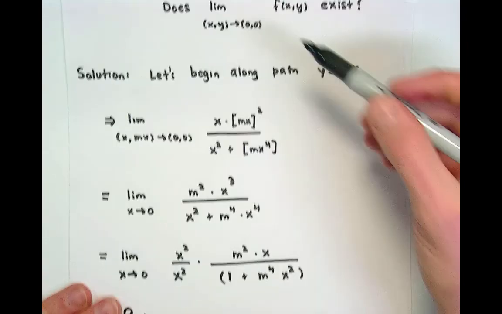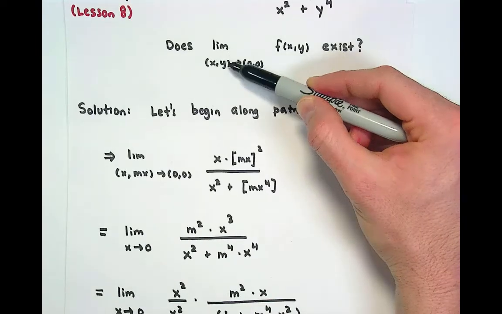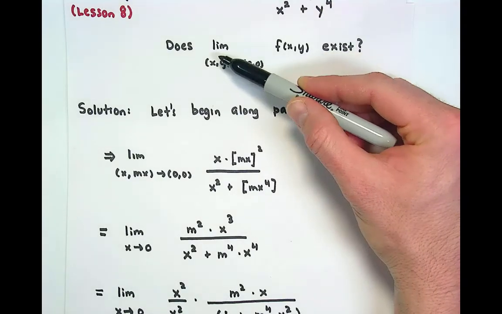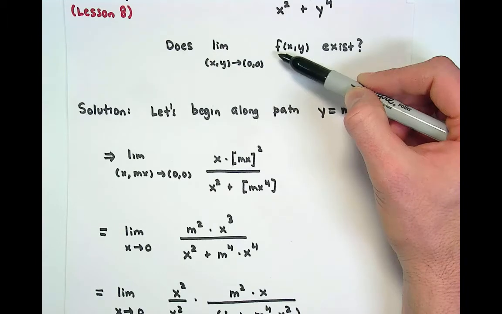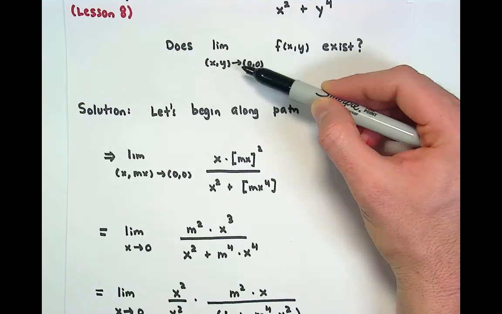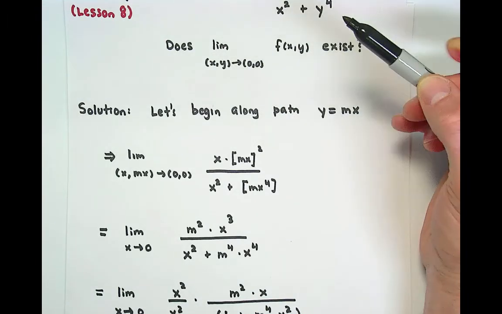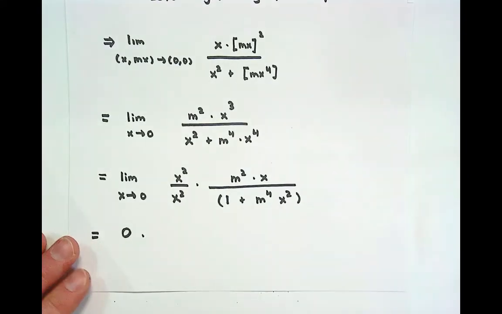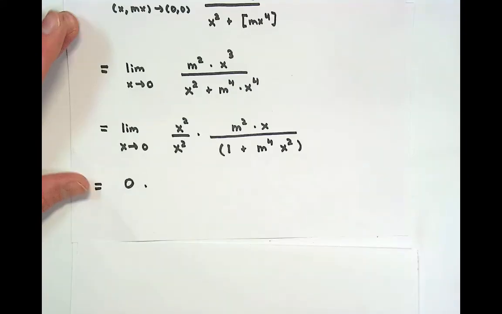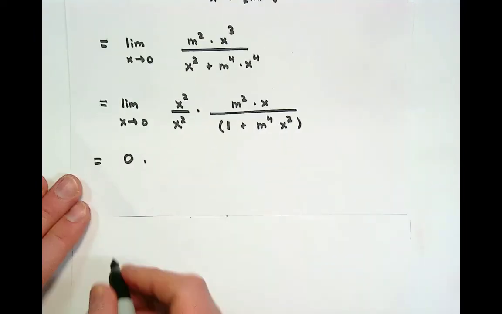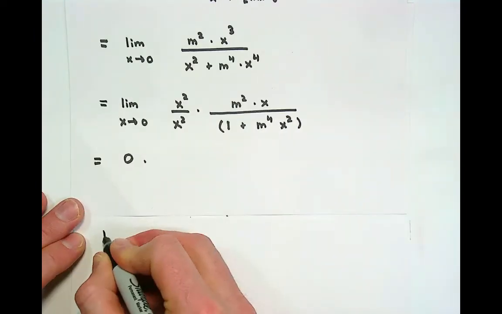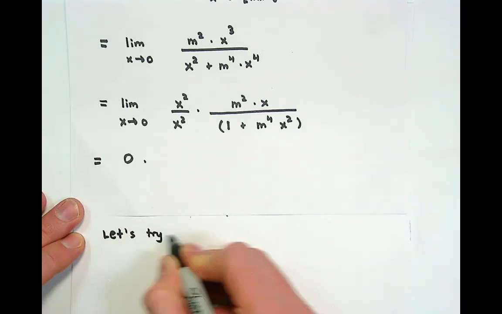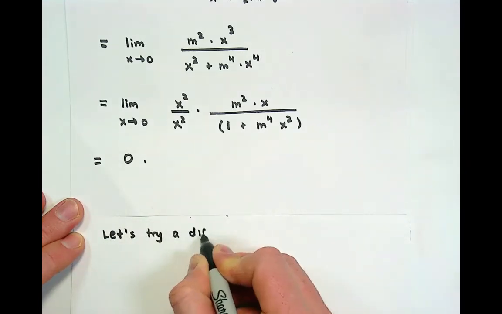That doesn't mean that the original limit is 0, because the whole idea is that the original limit will exist if and only if the output approaches a single number, no matter how I approach the input. The distance is what matters, not the path. Well, we promised that in this case we should probably consider a different path, and we'll try one of the parabolas. Let's try a different path.